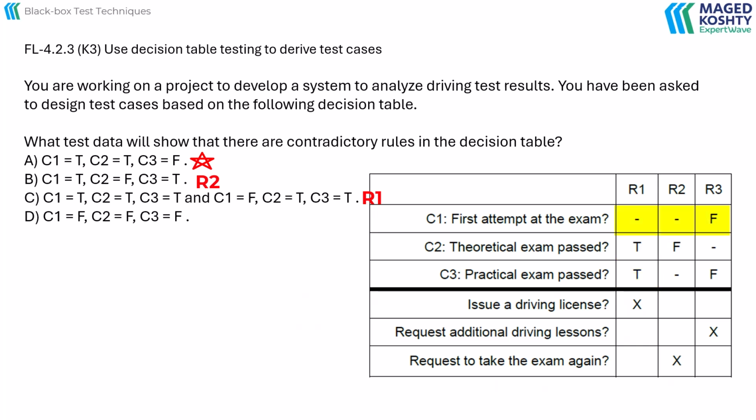C1 equals false, which represents any rule. C2 equals false, represents R2 or R3, and C3 false, which also represents R2 or R3. Each rule of R2 and R3 has a different action, so there's a contradiction here as we will not know which rule to execute. Correct answer is D.